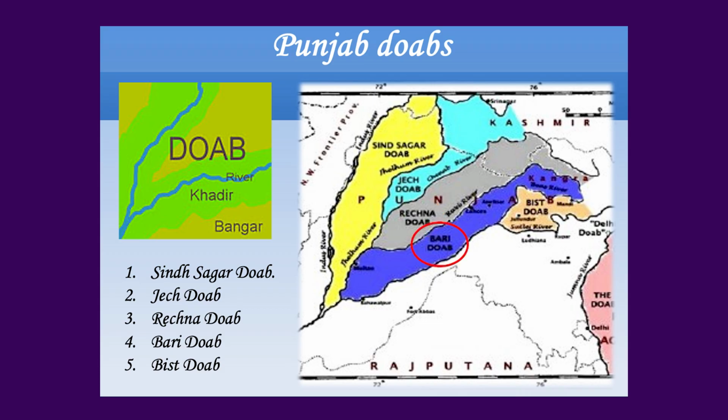Next one is the Bari Doab, between the river Ravi and the Beas river. Next one is the Bist Doab. It lies between the river Beas and the Satluj. The second important regional division of the northern plain is the Ganga plain.